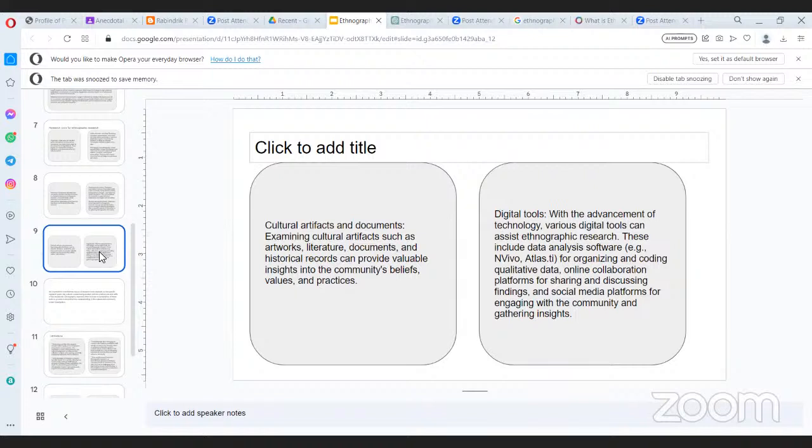Digital tools. Nowadays, people are using different digital tools for mapping the qualitative data. With the advancement of technology, various digital tools can assist ethnographic research. These include data analysis software, for example, NVivo, Atlas TI for organizing and coding qualitative data, online collaboration platforms for sharing and discussing findings, and social media platforms for engaging with the community and gathering insights. So this is the digital tool. NVivo software, very common nowadays.